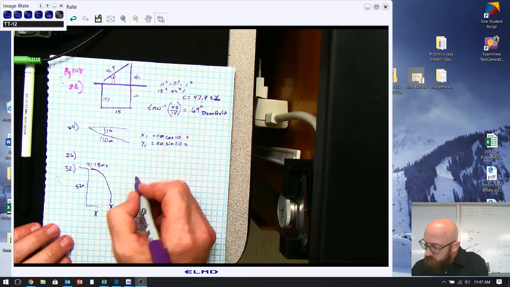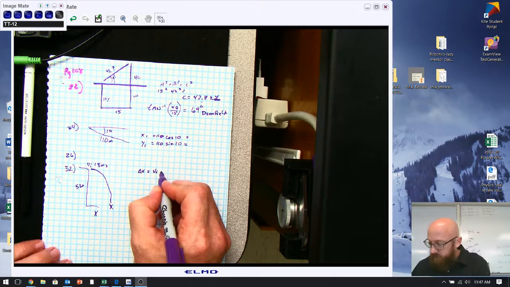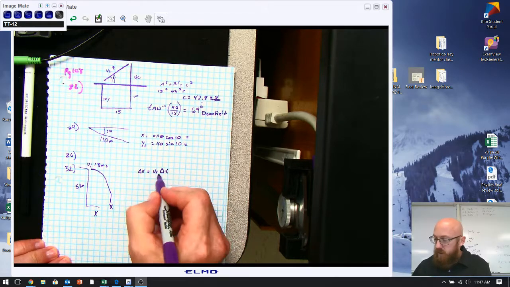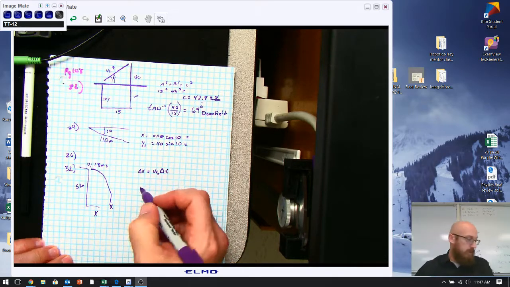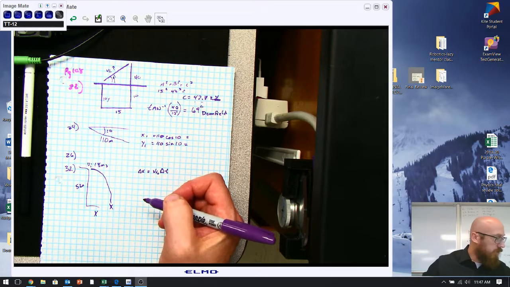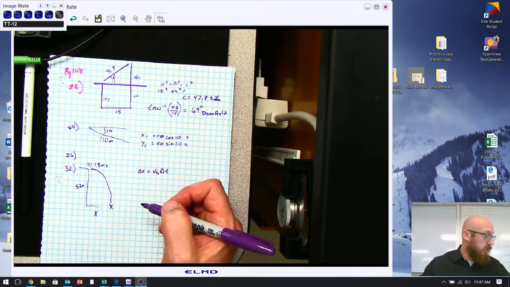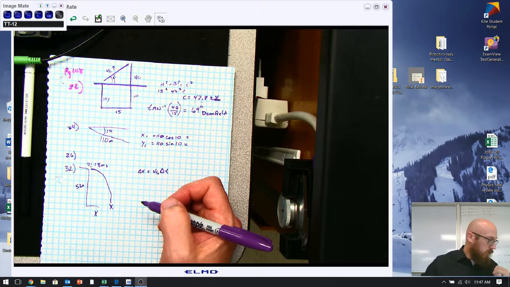Delta x equals Vix times delta t. Or in this case, if you want to get really specific, your equation, I guess it really doesn't ask for delta x, does it? Oh, cool. We'll skip that.